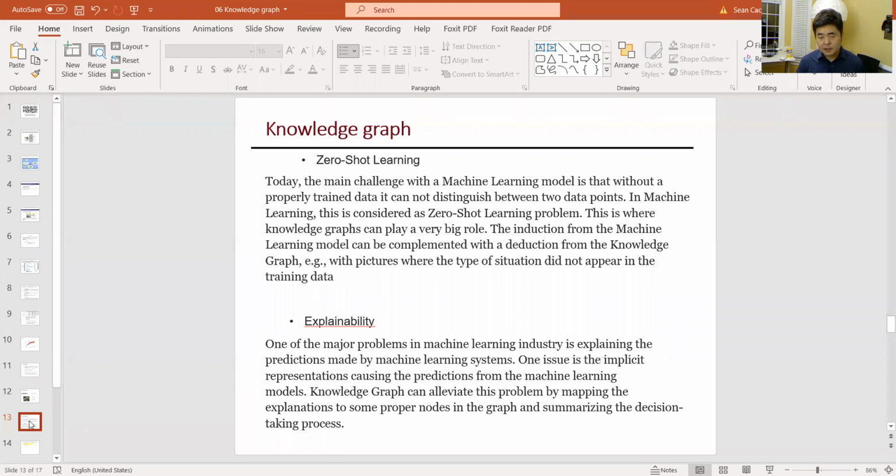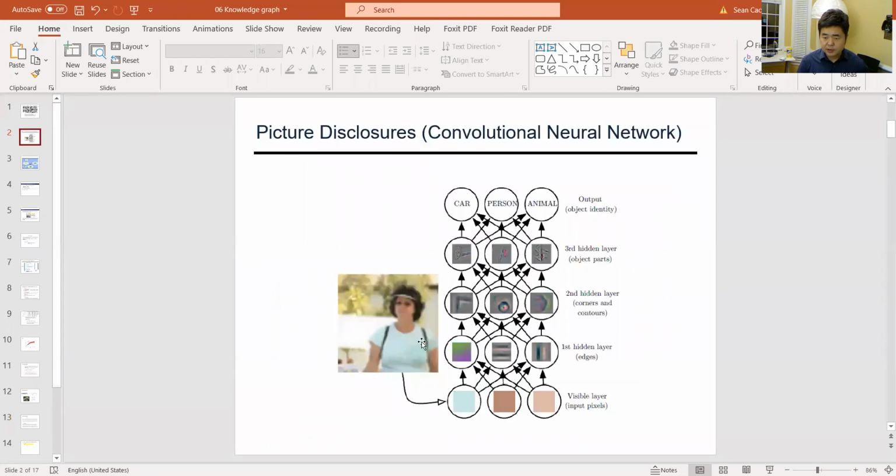So another important thing about a knowledge graph is, is the technology explainable? Look at these examples. You can see that the input of the example is the pixels, the pixels of the picture. The output is car, person, animal. And this is more of a black box. So basically there's a neural network here, a function. You input the pixels of the picture, and the neural network can help you identify this is a car, this is a person, this is an animal. But what is actually inside the box?